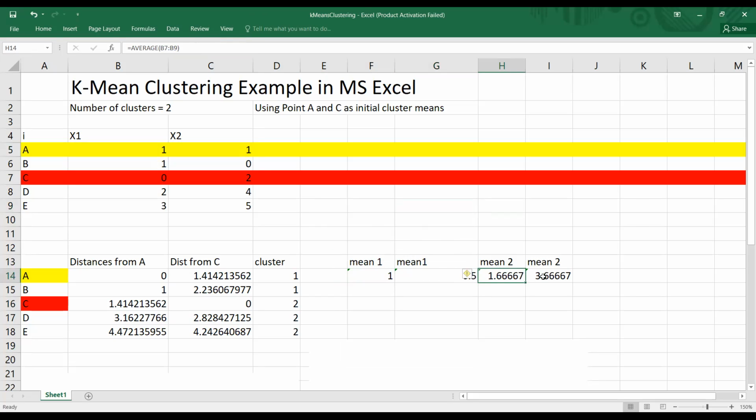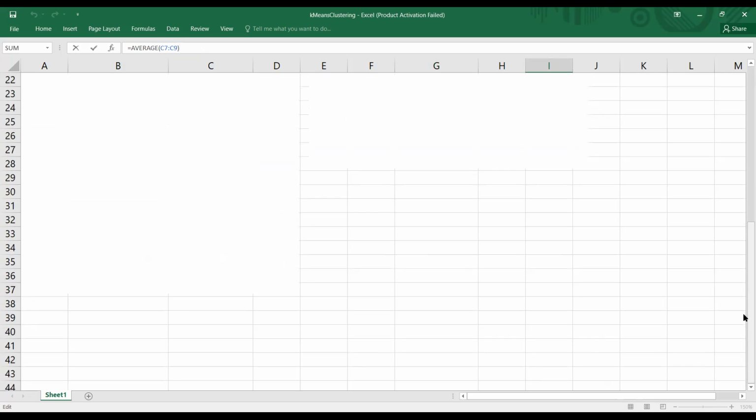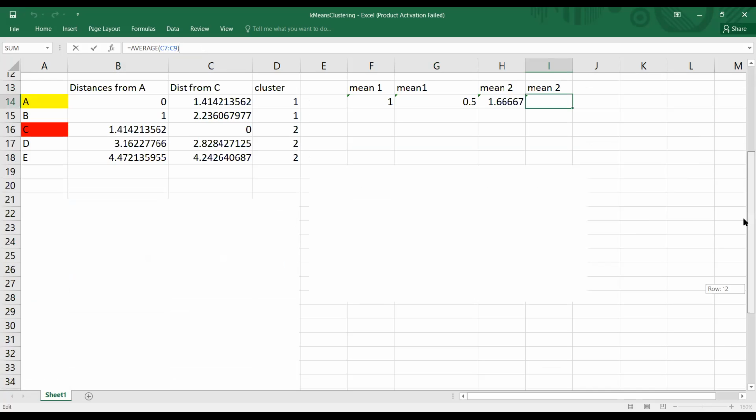This is the mean of the second cluster. The mean is calculated with the help of these three numbers, and this is the mean of these three. The mean of cluster 1 and the mean of cluster 2 are computed. Then we have to repeat the procedure. How do we repeat the procedure? We have to calculate the distances again.